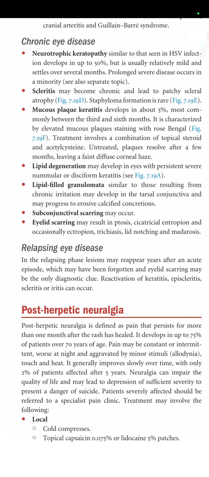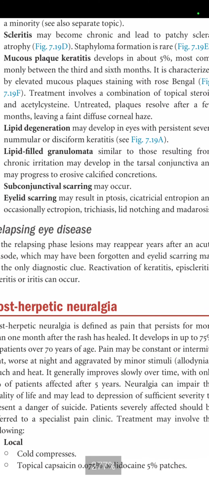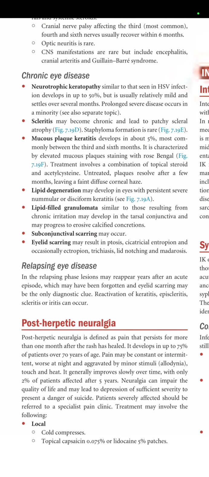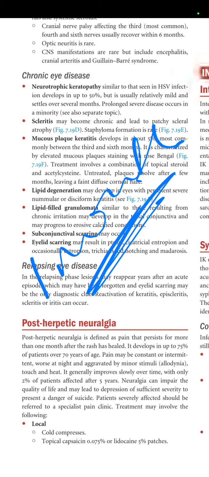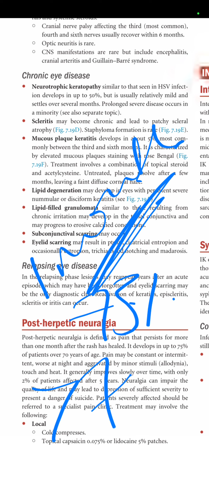Now, very important, post-herpetic neuralgia. Post-herpetic neuralgia is defined as pain that persists for more than 1 month after the rash has healed. So basically, after 1 month, it is called post-herpetic neuralgia. It develops in about 75% of patients over 70 years. So 75% of the time it occurs if the patient is greater than 70 years.